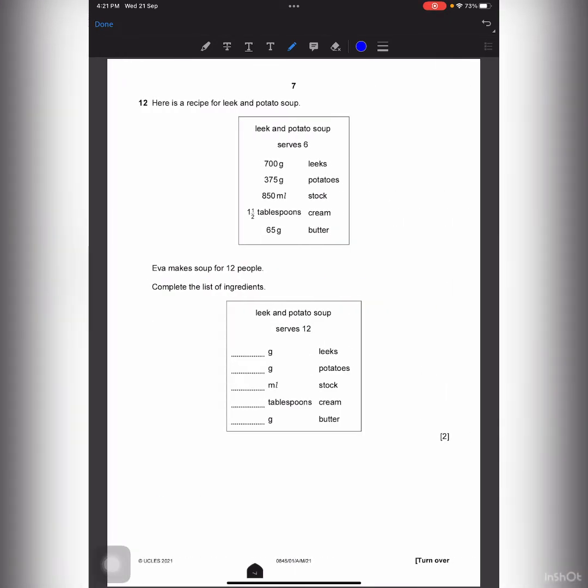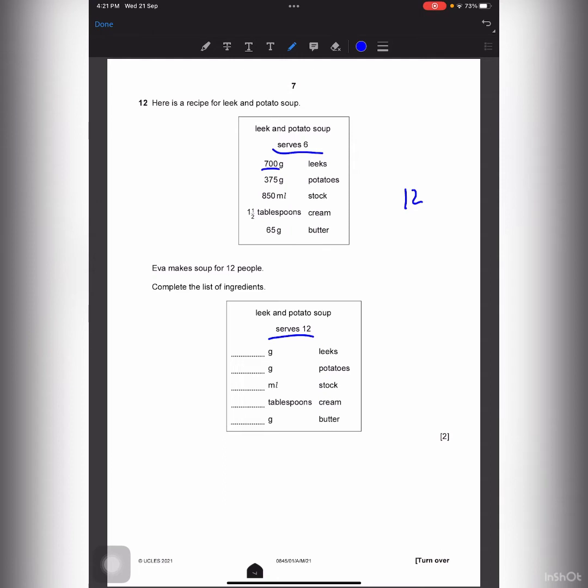Next. Here's a recipe for leek and potato soup. Okay, so this is for 6 people. Eva makes soup for 12 people. Complete the list of ingredients. So what we'll have to do is we have to make it for 12 people. Have you noticed something? Well, if we do 6 plus 6, what does it equal? 12. So all we have to do is double all of these. So double them, like we'll have to add this again, and then we'll get our answer.